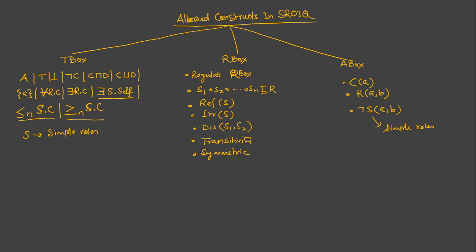With this, let us get into the model theoretic semantics of SROIQ. To remind you, the model theoretic semantics represents every class expression as a set. We have already defined many of these things, so we'll be defining only the new constructs in the T box and the R box, and in the A box only this one, because other things have already been taken care of. So we are talking about the model theoretic semantics of SROIQ.